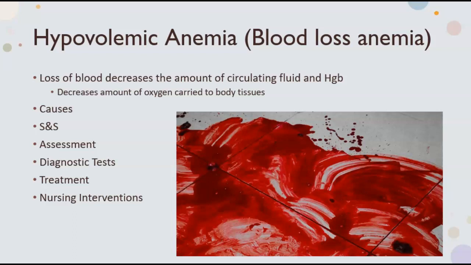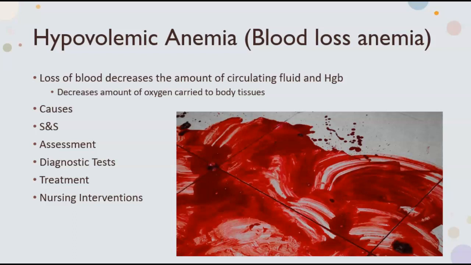Your assessment of hypovolemic anemia. So you'll see the patient will be weak, irritable, restless. They might have thirst, decreased blood pressure, rapid, weak, and thready pulse, rapid respirations, cool, clammy skin with pallor, which is pale, oliguria, mental disorientation, and possibly syncope.